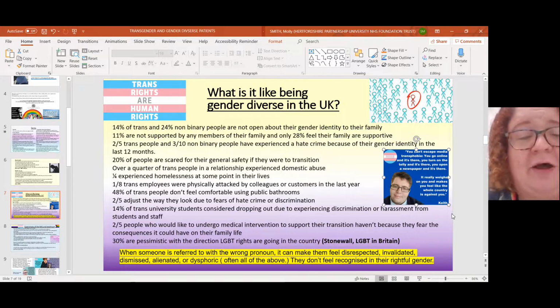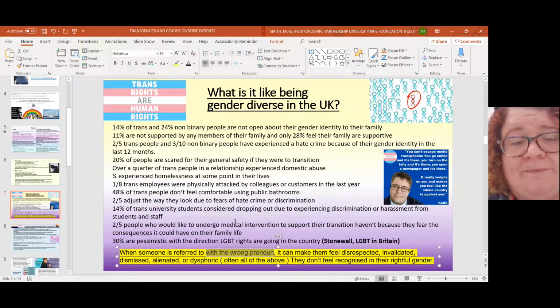Now, what happens a lot is people may be referred to with the wrong pronoun. And that can make you feel disrespected. It can make them feel invalidated as a person. It can make their identity feel dismissed. It can make them feel alienated or distressed and dysphoric. Imagine not feeling recognised in your rightful gender. Imagine not feeling recognised with who you are.